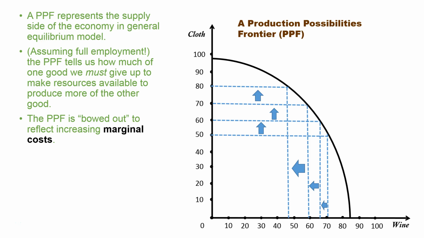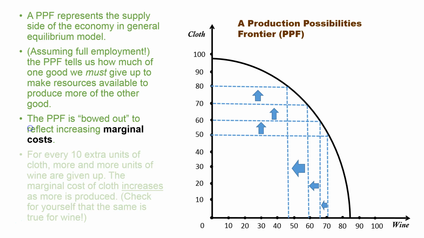What does that mean in terms of marginal costs? Well, that's simply saying that the marginal cost of producing cloth is going up. For every 10 units of cloth that we produce, every 10 extra units, we have to give up more and more wine. So we can say that the marginal cost of cloth production is going up.